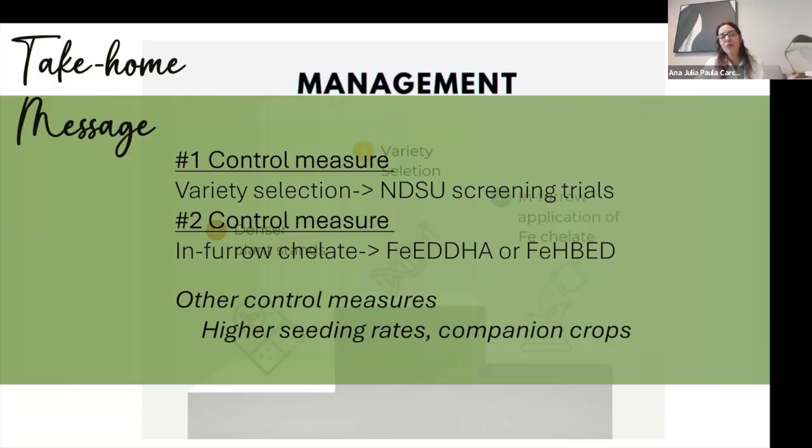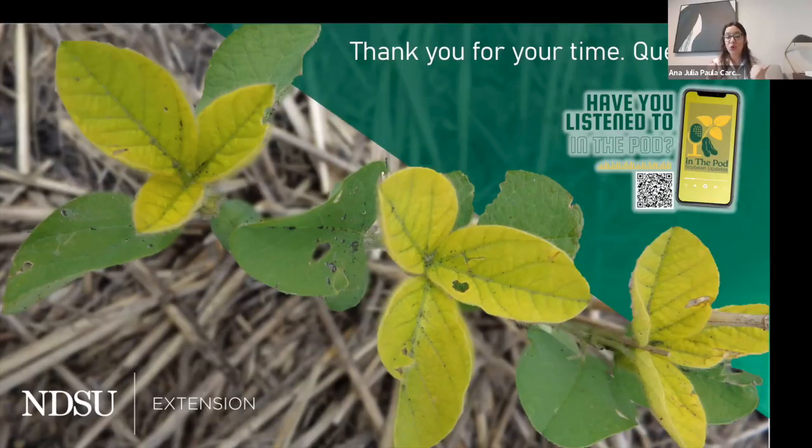And then if you want to handle IDC with other management practice, actually using a companion crop and terminating it might add a little bit of carbon in your soil, and it actually might have good repercussions in terms of soil health. That's a good option.